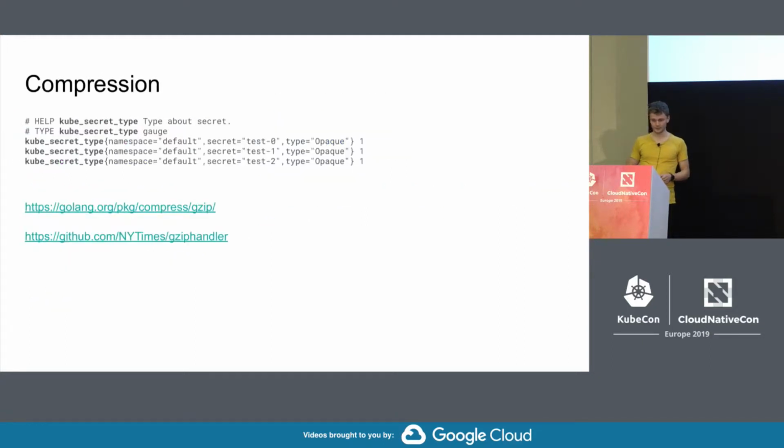Cool. From caching on, we can dive into compression. On the top here, you have a snippet of the Prometheus metric exposition format. And this is simply one single metric. And you see here, kube-secret type, that is super repetitive. And as an engineer, you would say, OK, let's take compression, and we save more than half of our network bandwidth in total.